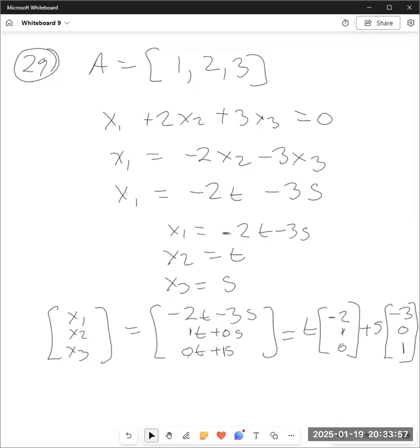And that gives me a null space, the set of t(-2, 1, 0) plus s(-3, 0, 1). All right.